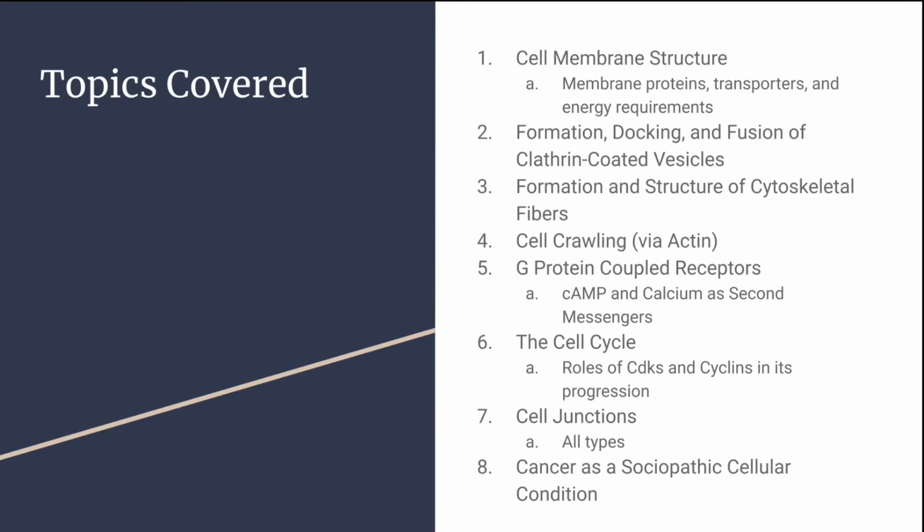In this eReport, I will be covering 8 topics, including cell membrane structure with the membrane proteins, transporters, and the energy requirements, the formation, docking, and fusion of clathrin-coated vesicles, the formation and structure of cytoskeletal fibers, cell crawling via actin, G-protein coupled receptors, including cyclic AMP and calcium as second messengers, the cell cycle, including the roles of CDKs and cyclins in its progression, cell junctions, all types, and lastly, cancer as a sociopathic cellular condition.